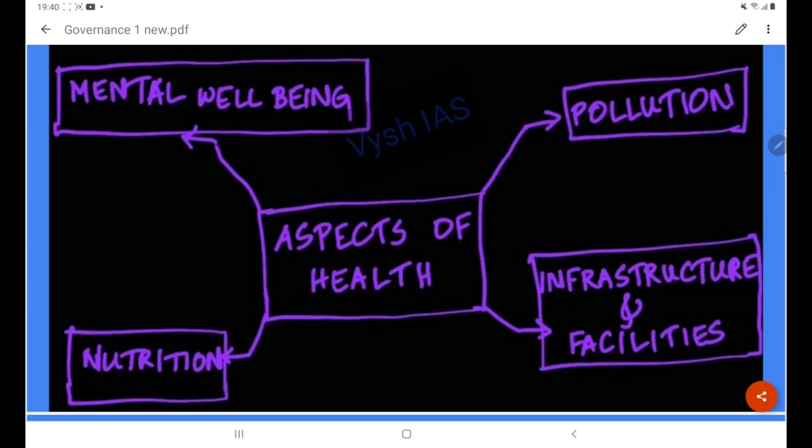Here I am taking an approach of looking at the various dimensions of health. This is one approach. This is the first sector we are taking. Like we can take some 4 dimensions: mental well-being, pollution is a dimension of health, infrastructure is a dimension of health, nutrition.